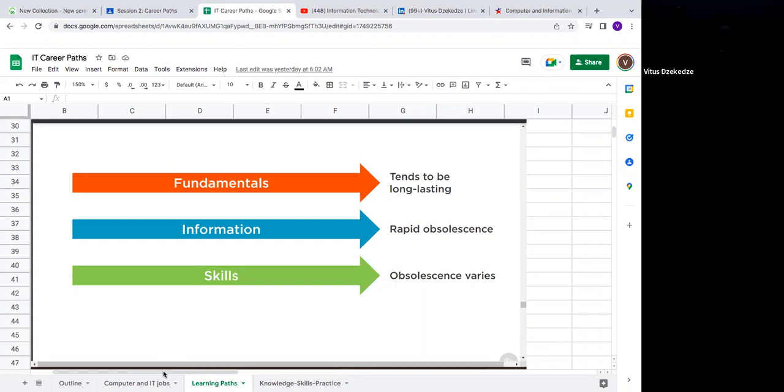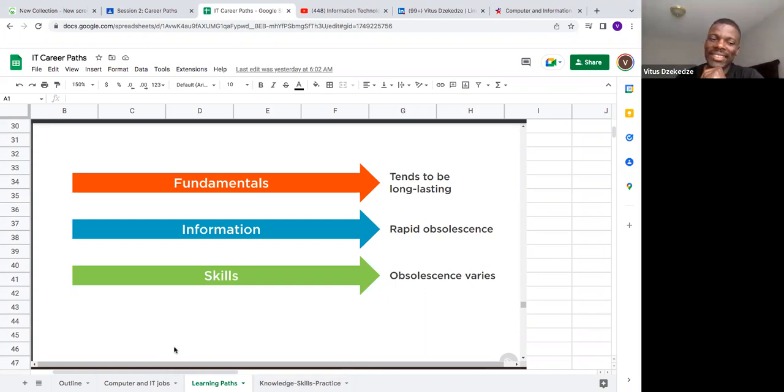What I was explaining is that if you actually have an interview with someone, you want to make sure that you check your fundamental knowledge of that job that you're actually applying for. Also check your information and your skills.